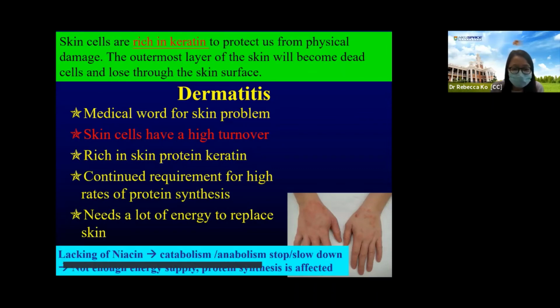And in making of the protein, the catabolism and anabolism, that's the metabolism, the rate is very slow. We may not have enough energy supply because we can't break down the carbohydrates to give us energy, and the protein synthesis will also be affected as well. And so that is the problem of dermatitis.